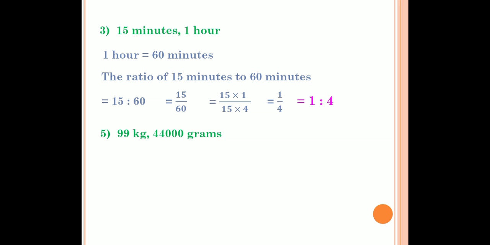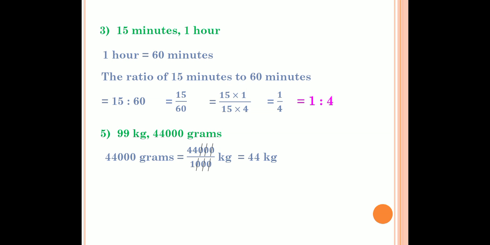Now, the fifth sum. The fourth sum will be done for assignment. That is why after the third I have directly done the fifth sum. Now 99 kg and 44,000 grams. Now we have to convert this. So what have we done? 44,000 upon 1000 kg. So we cancel all the zeros. We are left with 44 kg. So we have converted 44,000 grams into 44 kg.